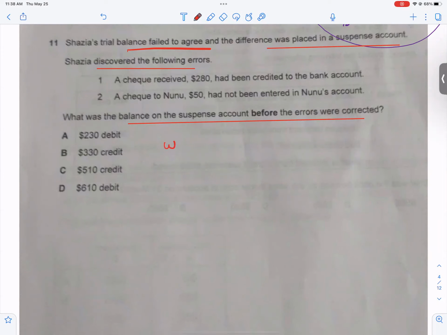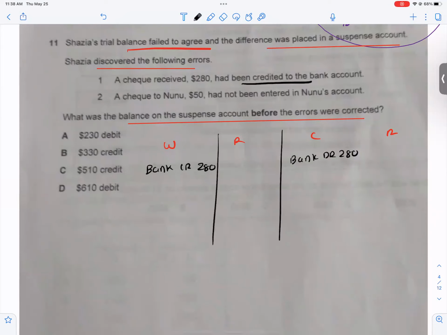Now, reverse, correct, rectification. Check received, so it should be bank debit. What did you do? She credited it to the bank. Reverse: bank debit. So rectification will be bank debit, suspense credit, 280.